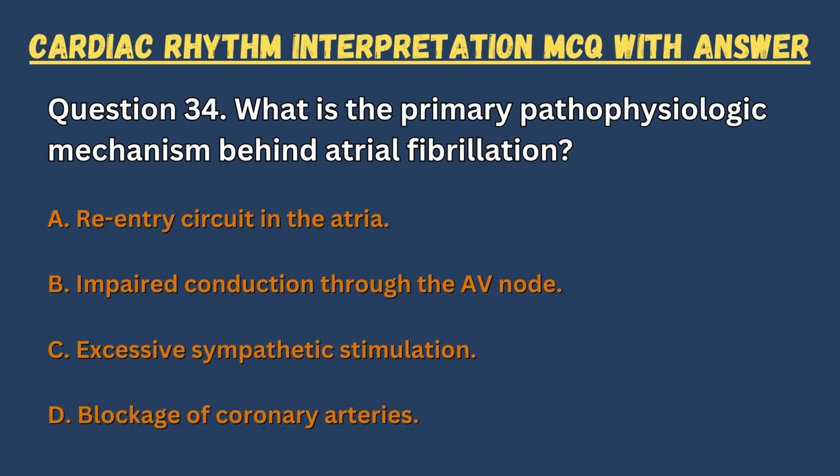Question 34. What is the primary pathophysiologic mechanism behind atrial fibrillation? A. Reentry circuit in the atria. B. Impaired conduction through the AV node. C. Excessive sympathetic stimulation. D. Blockage of coronary arteries.